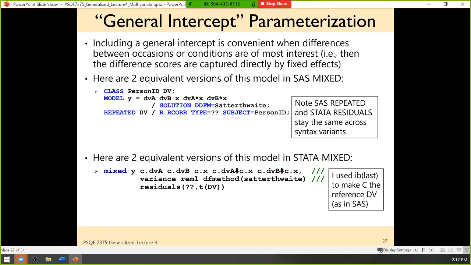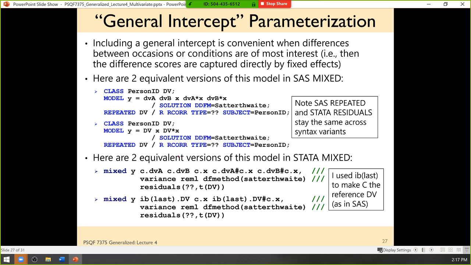In Stata, I'm doing the same thing. Residuals is where you tell it how to put your R matrix. So dv goes in there as an index. And in the model, I've got my dummy codes for a and b, x, and the interaction of x with those. If I wanted to use the dv variable as a categorical predictor too, not use the dummy codes, it would look like this. So it's the exact same model, just a different version of the syntax.